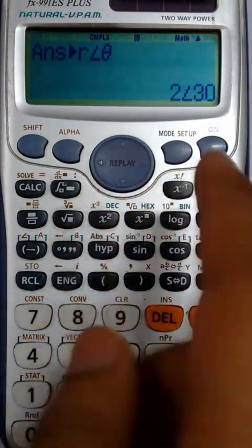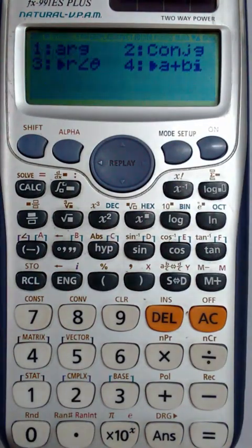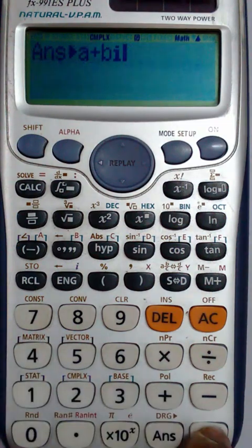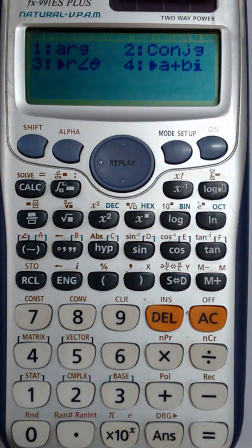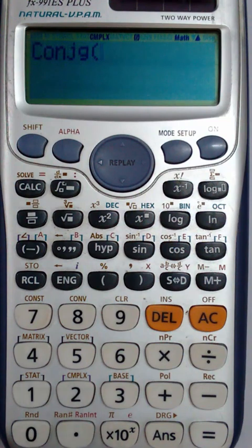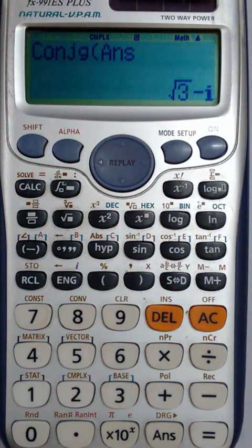Suppose this result I want to convert into complex normal form. Again 4, again I got this result. Suppose I want the conjugate of this result, then I have to use this conjugate, answer root 3 minus i. In this way you can calculate the conjugate.